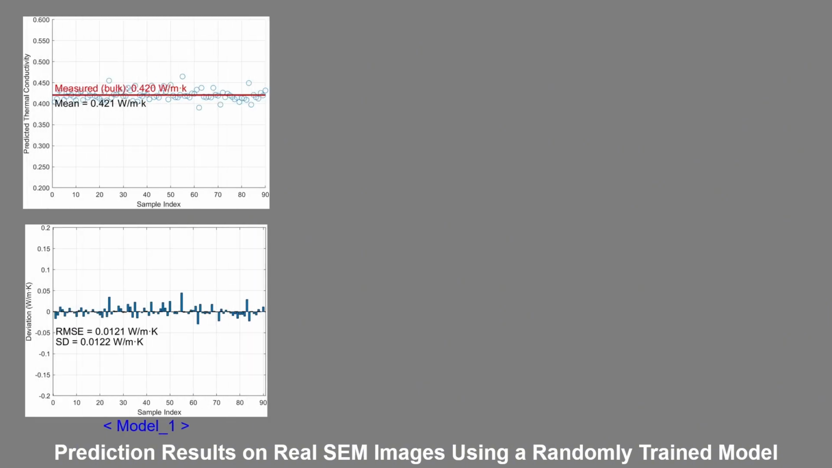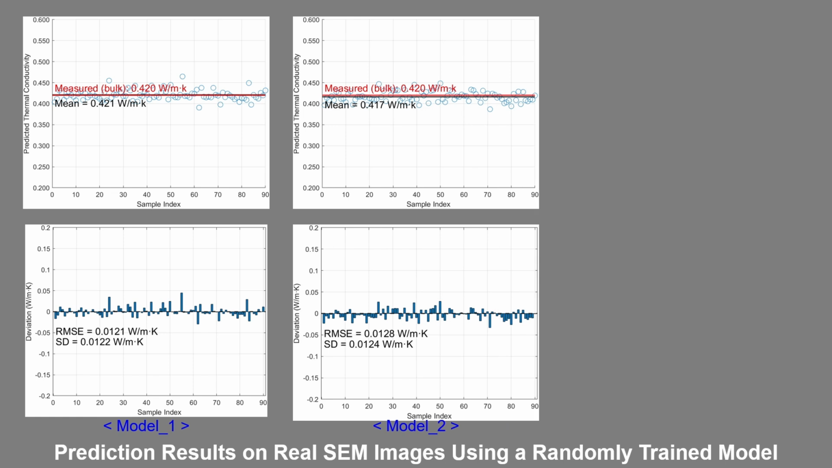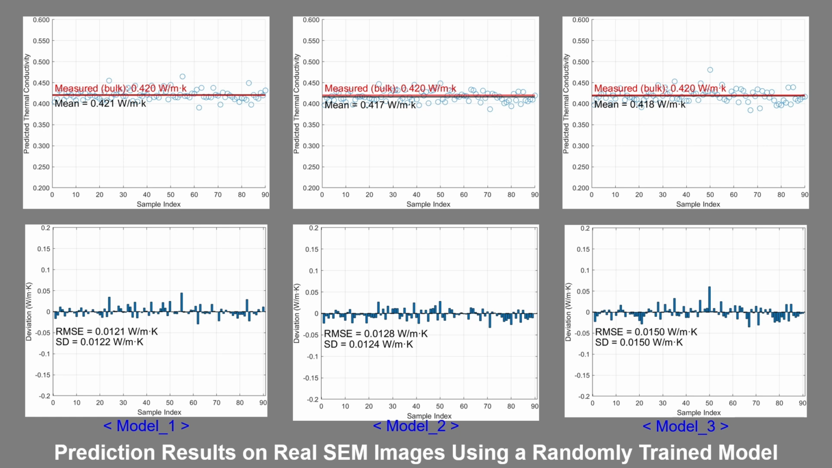Finally, we validate the framework using real SEM images. Predictions from multiple independently trained models are compared with the experimentally measured bulk thermal conductivity. As shown, the predicted mean values closely match the measured bulk value of 0.420 watts per meter Kelvin. This demonstrates that the proposed framework can reliably predict bulk thermal properties directly from real SEM images.